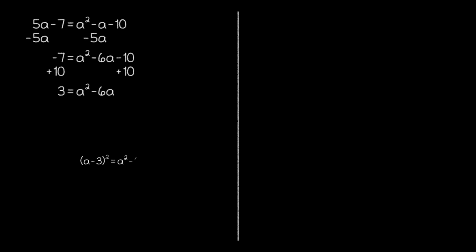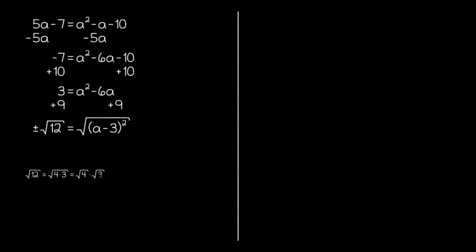From there, we can add 9 to both sides of the equation since that gives us a perfect square on the right side. Next, we can take the square root of both sides, which will also involve simplifying the square root of 12. But once we do that, we can finish things off by adding 3 to both sides.